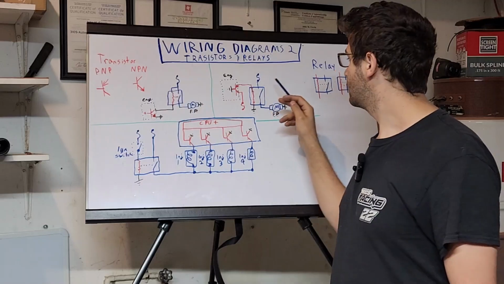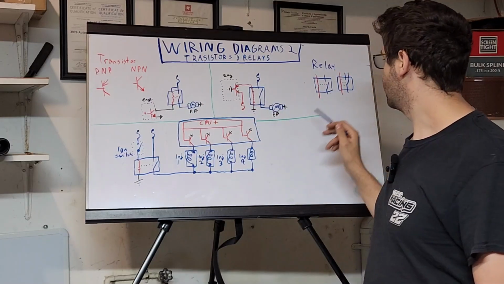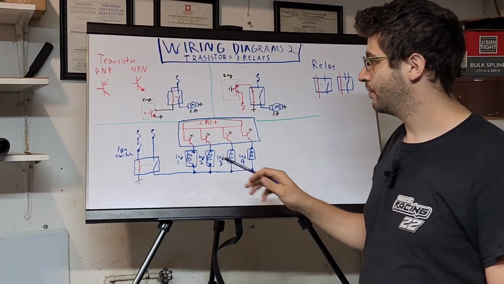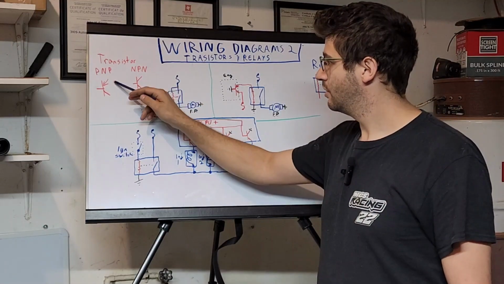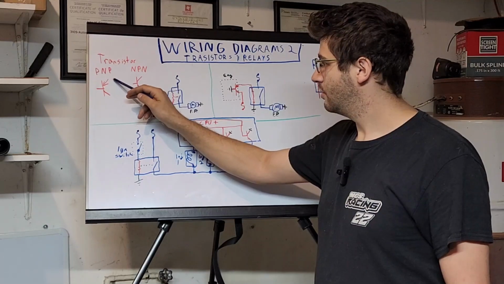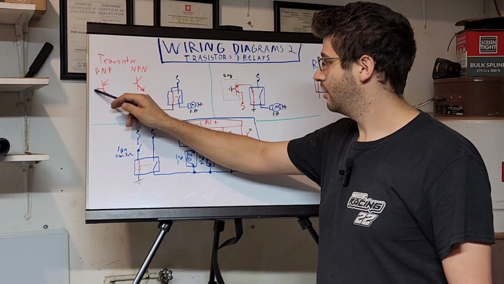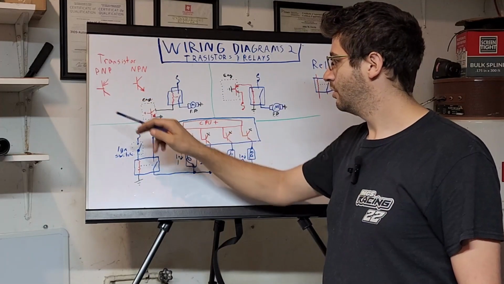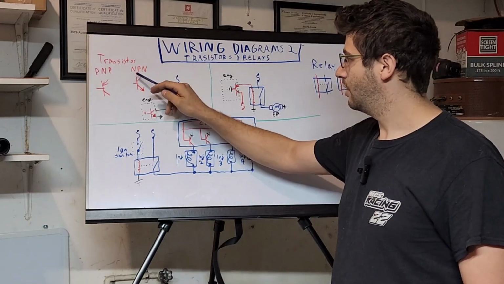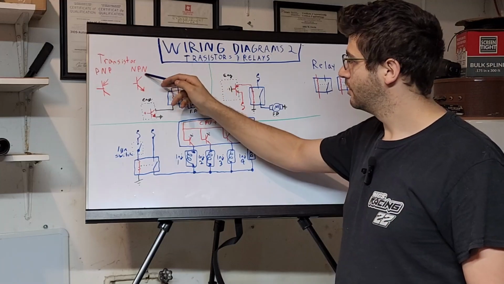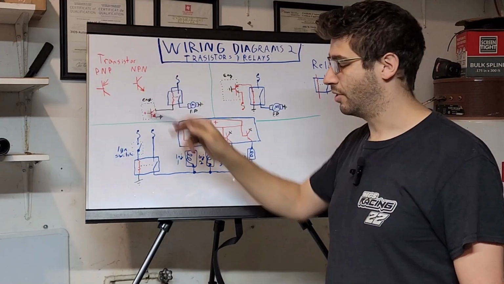There's 2 types of transistors and 2 types of relays generally. You have PNP and NPN for transistors. PNP, power to power, and then has to be controlled by negative, which we're going to talk about in our diagrams. NPN is the opposite, ground to ground, controlled by a power supply.